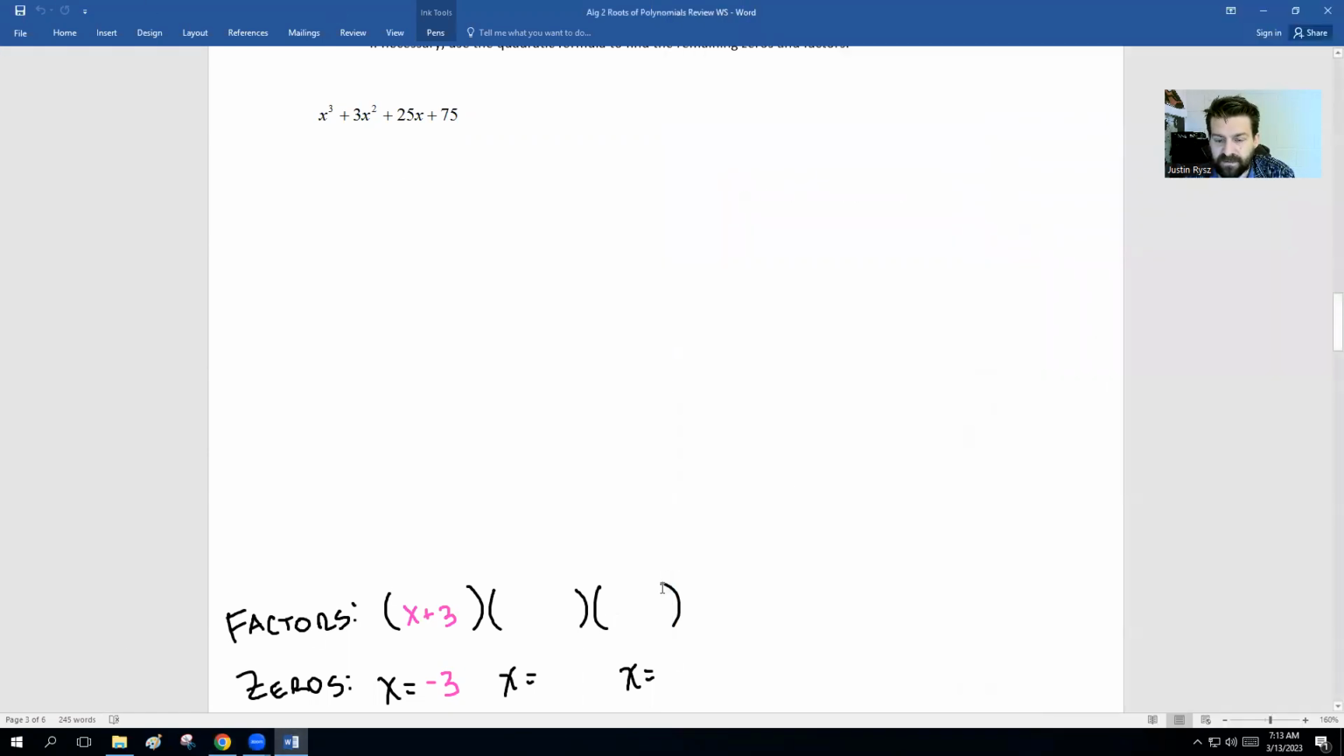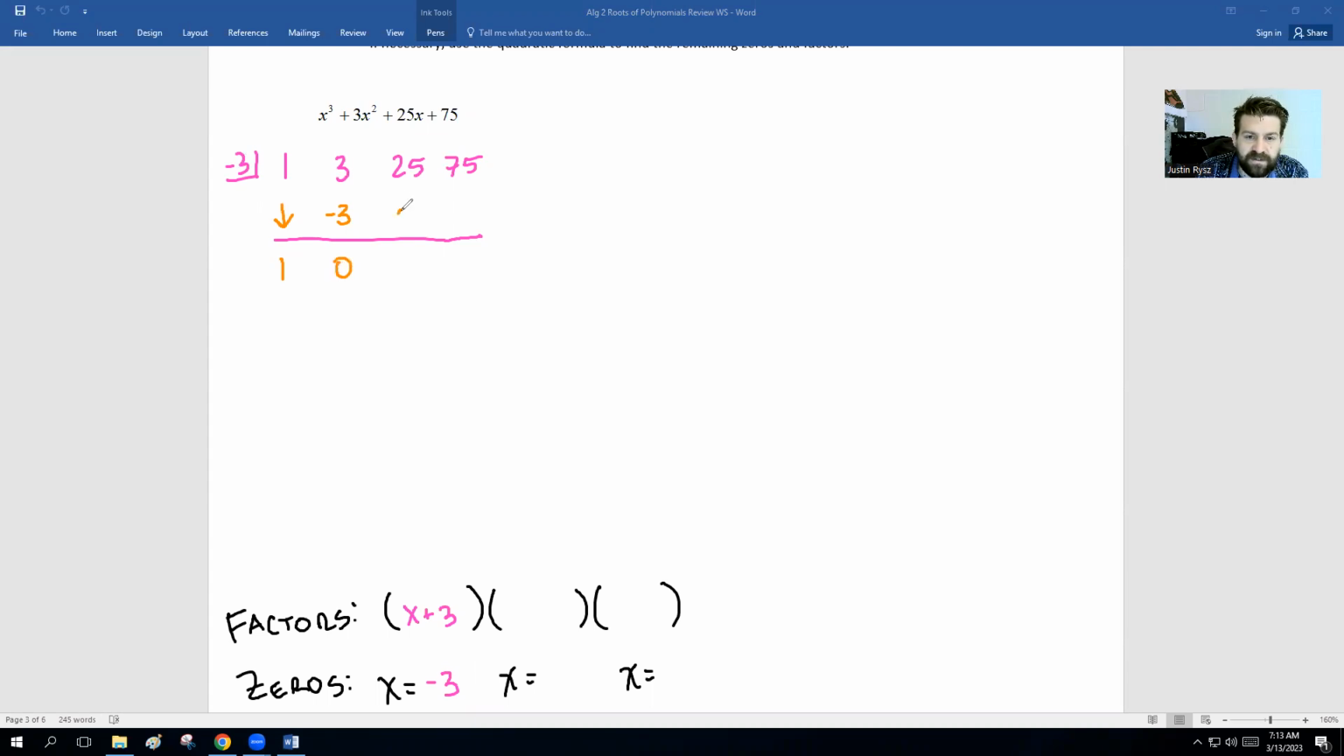Okay, we can deal with that. As long as we have one nice one, we can use quadratic formula to find the other two. All right, so we got to use synthetic division here. And our leading coefficient is a 1, then 3, 25, and 75, all positive. All right, we'll drop down the 1 and we start to multiply. 1 times negative 3 is negative 3. We add that together, that is a 0.